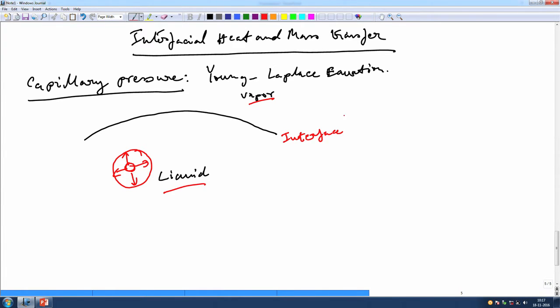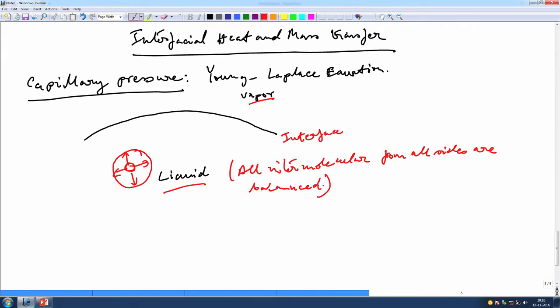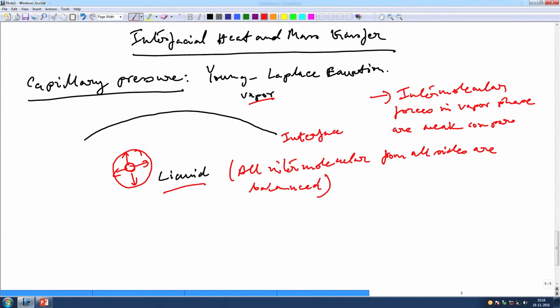So, when the liquid molecule is far inside the liquid pool, away from the interface, it is basically in a balanced condition. All the intermolecular forces from all sides are balanced. Got it? And you should also note one very important observation: the intermolecular forces in the vapor phase are weak compared to the liquid phase. That means the binding forces, the intermolecular forces in the vapor phase, are weak compared to liquid. So, that is good.